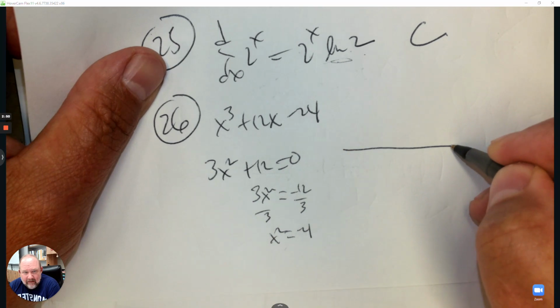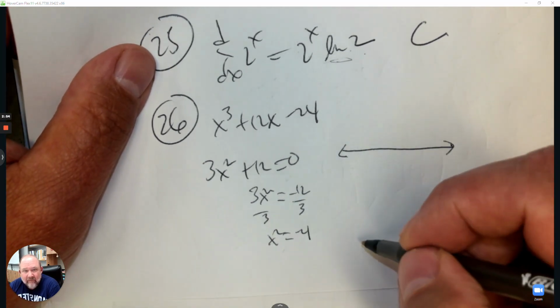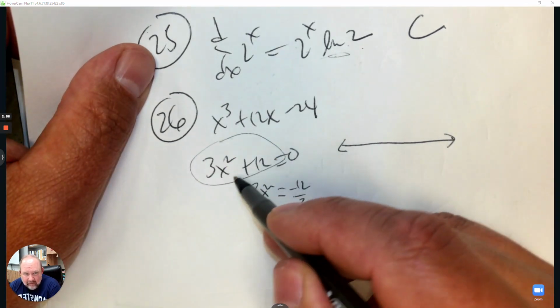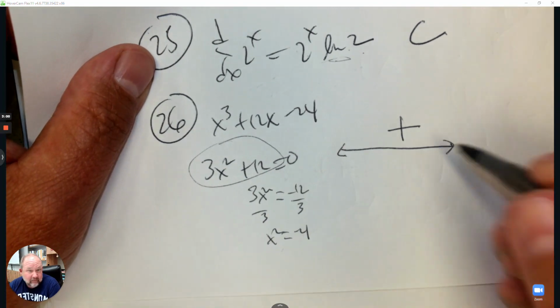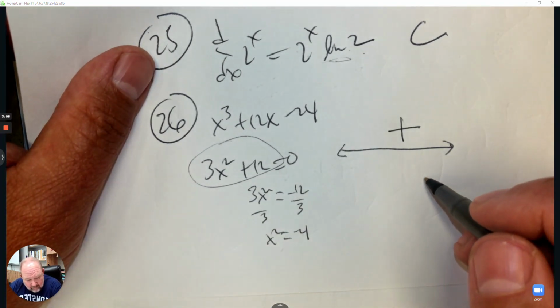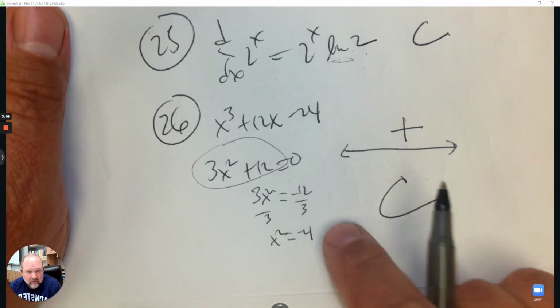So for me, I have nothing here at all. So no matter what number I plug in here, the answer is always positive. So for everything, this whole thing is increasing. So it's increasing everywhere for all of x. The answer is C. There is no answer. You can't take the square root of a negative number. Here we go.